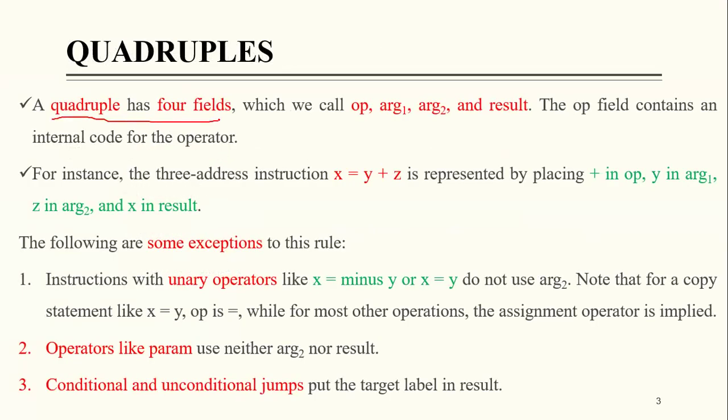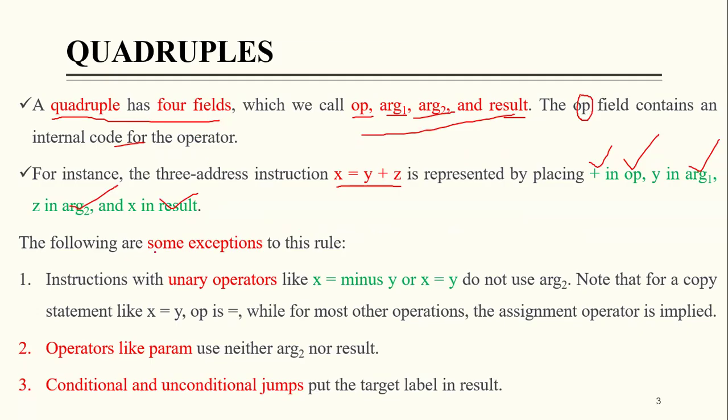Quadruple has four fields called operator, that is op, argument 1, argument 2, and result. The op field, that is the operator field, contains an internal code for the operator. Consider the three address instruction x = y + z. It is represented by placing plus in the operator, y in argument 1, z in argument 2, and x in result in the form of quadruples.